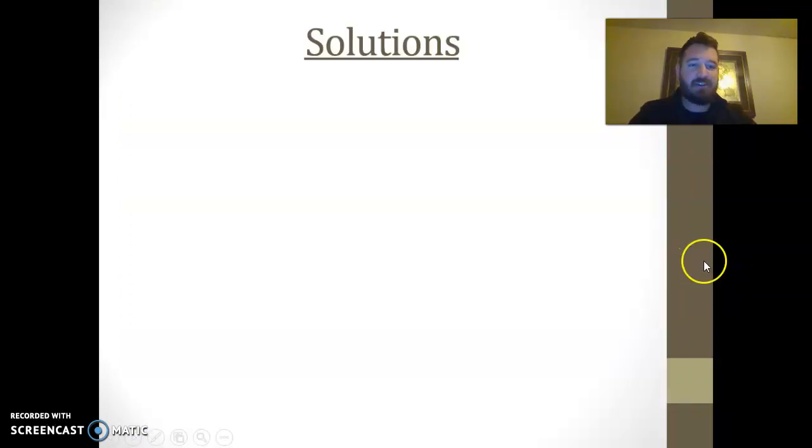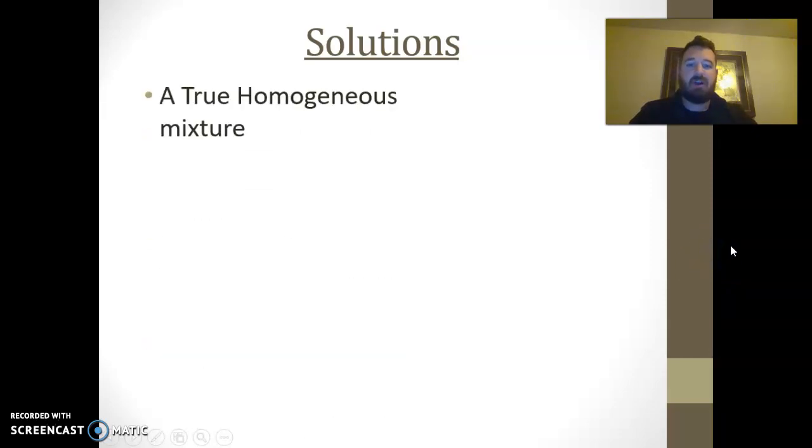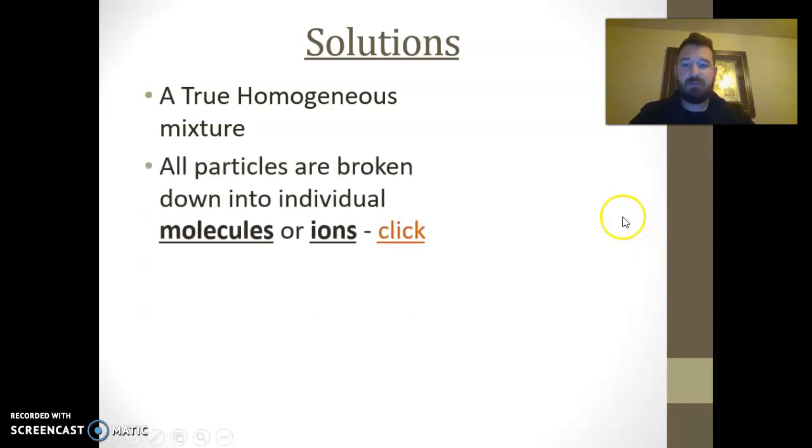Alright, so let's get into the notes here. We're going to be starting at the top of page 20 with your solutions. Solutions are true homogeneous mixtures, or a true homogeneous mixture is called a solution. That would be your first blank, solution. All particles are broken down into individual molecules or ions.